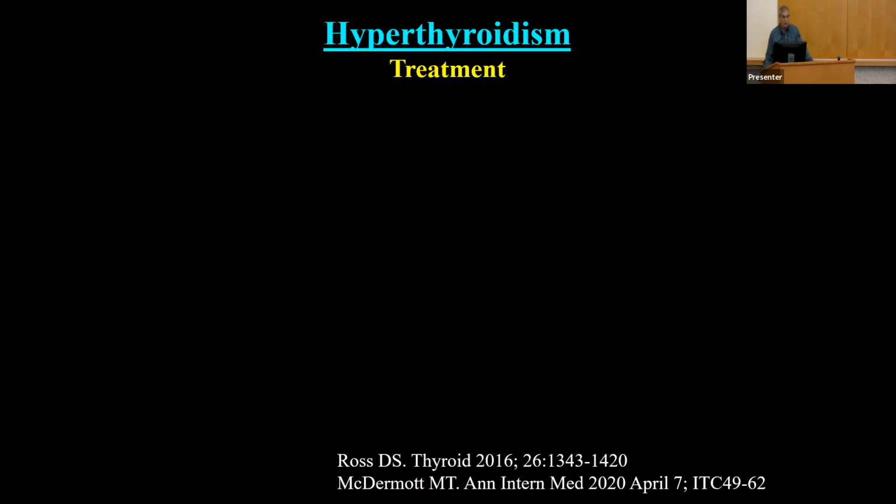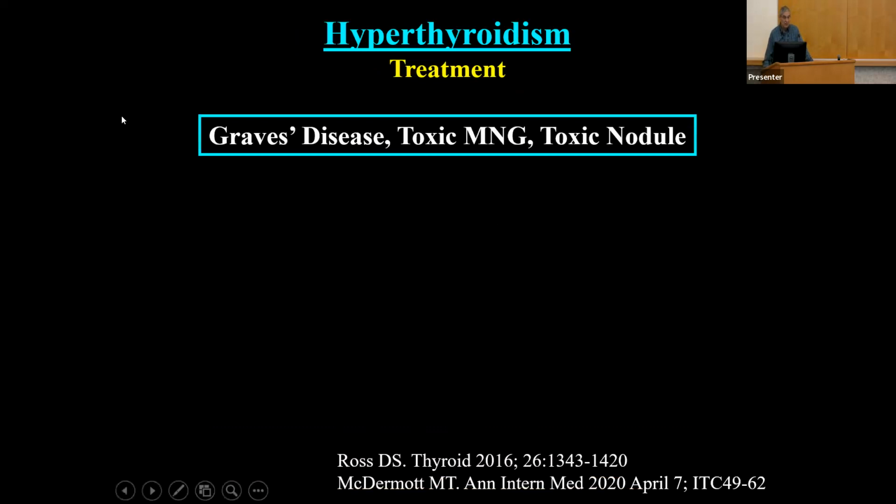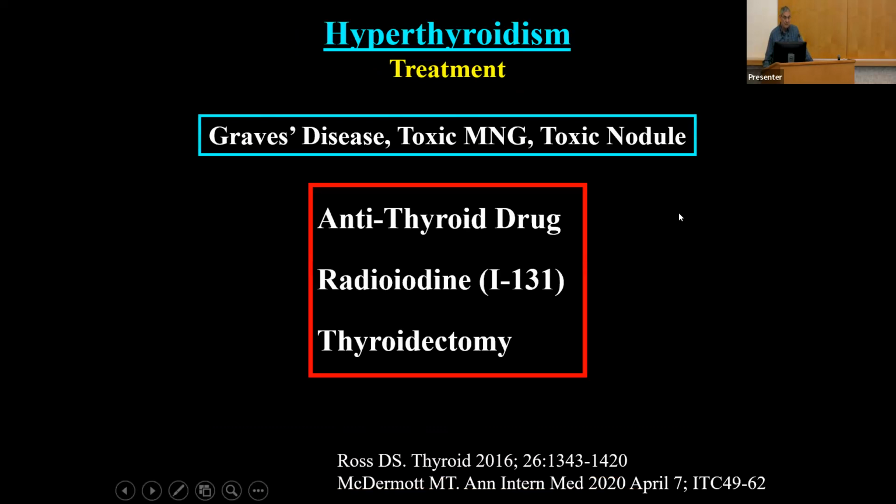So how are we going to treat that? So these again are the ones that we want to treat with a thyroid-specific therapy. And our armamentarium includes anti-thyroid drugs, methimazole and propylthiouracil, radioactive iodine ablation, and thyroidectomy. And all of these actually are reasonable. There's not one that is always preferred. And so I think this is just an ideal situation where shared decision-making is important.